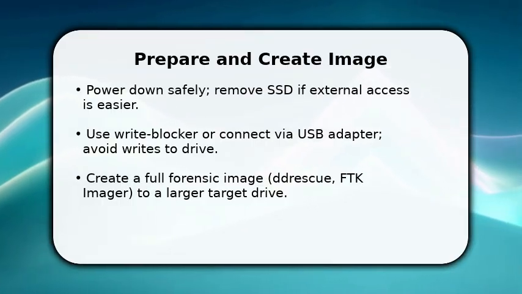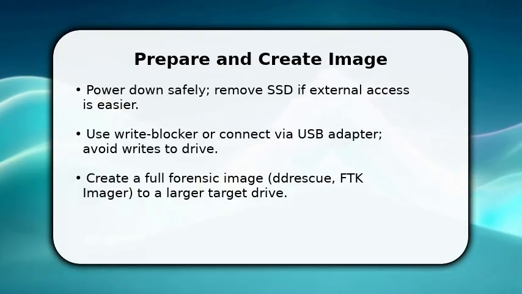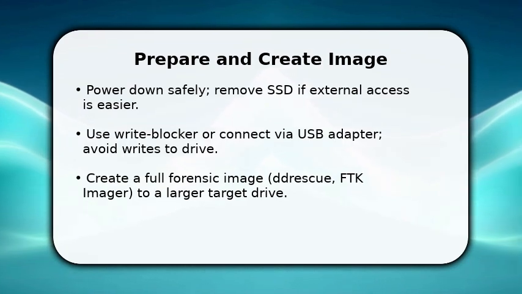If imaging fails repeatedly, reduce read speed and enable retry parameters. By imaging first, you protect original data and enable safe analysis and recovery on the copy.